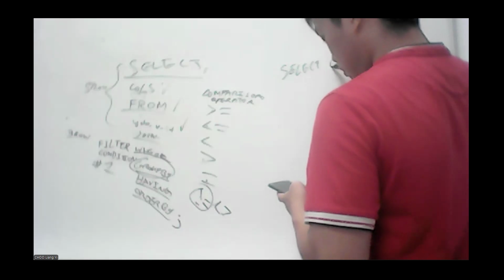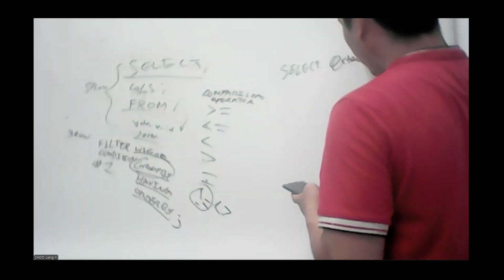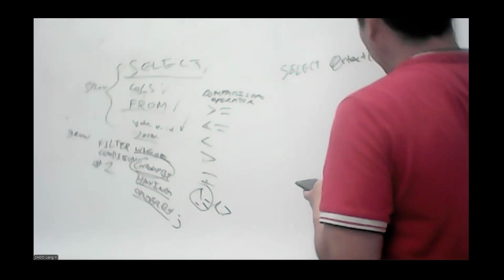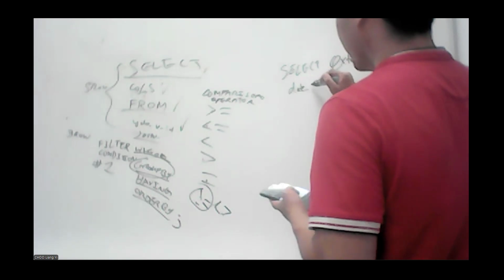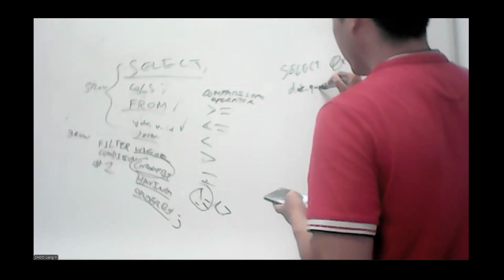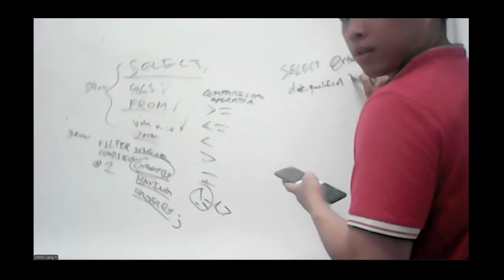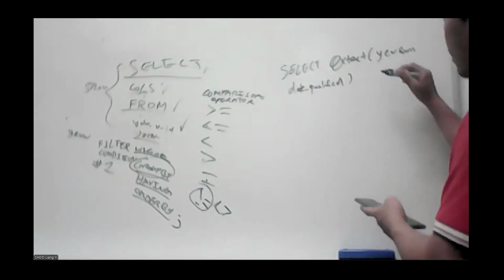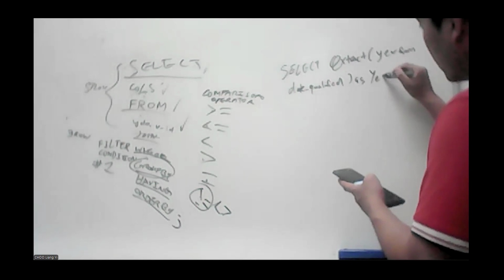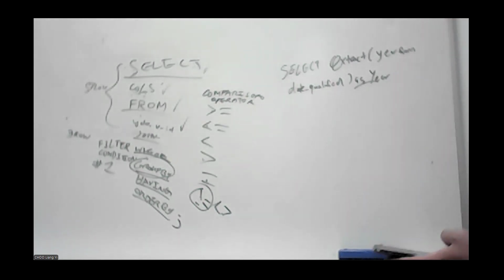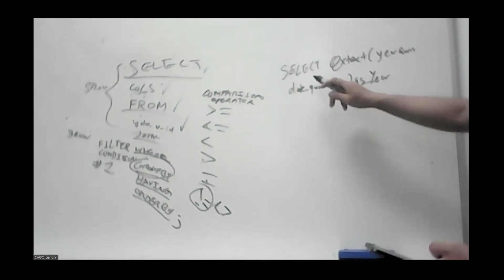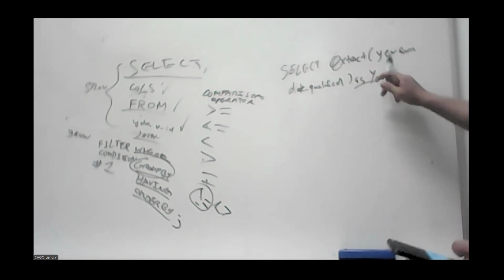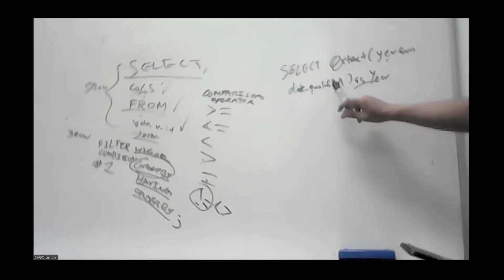So I'll give you one example. Select extract year from date qualified. Date qualified is just the table name now. From date qualified as year. This one is a brand new thing, an alias. This year is the column you select from the date qualified table.